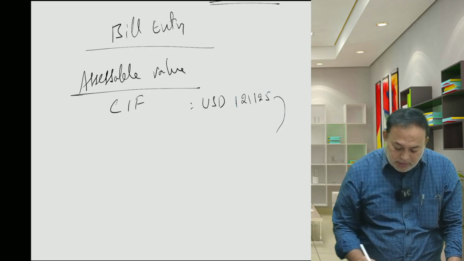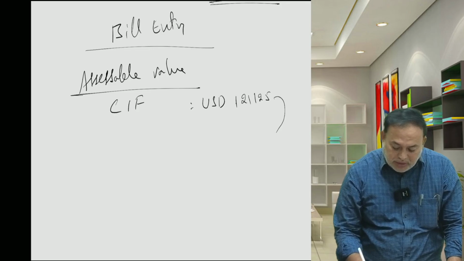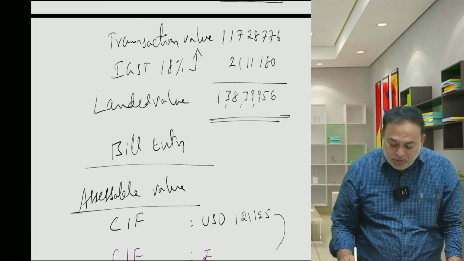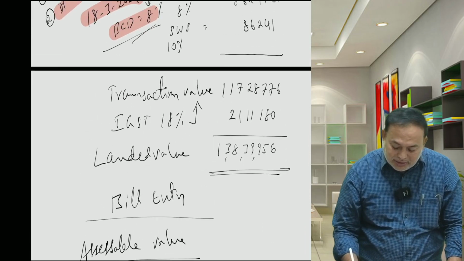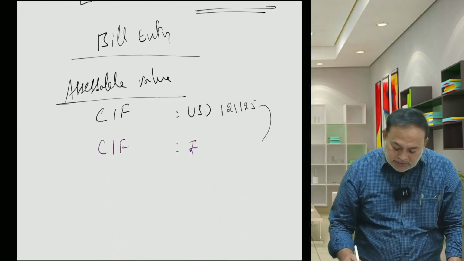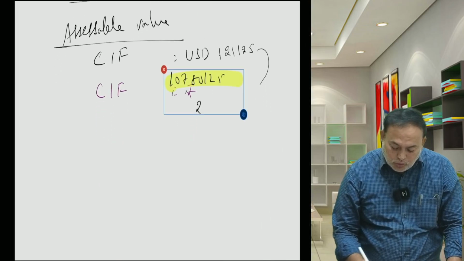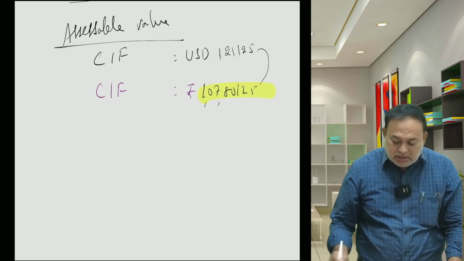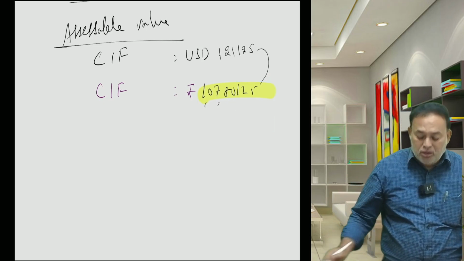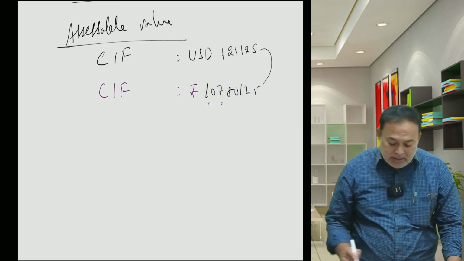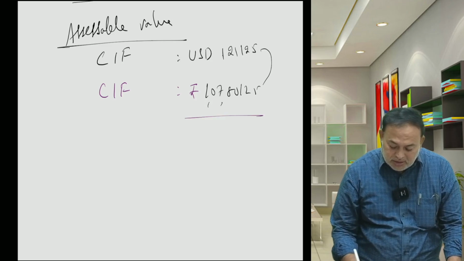Not only that, my dear, you have to show the CIF value in Indian rupees, which is nothing but the transaction value. CIF value means this one: Indian rupees 1 crore 7 lakh 80,125, which is your CIF value in Indian rupees.